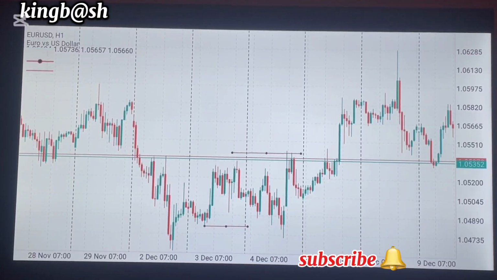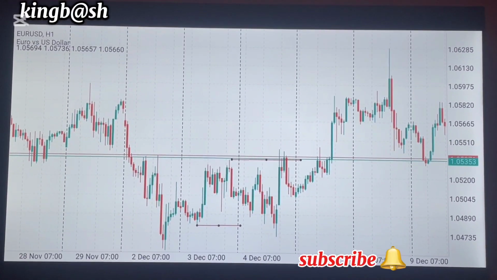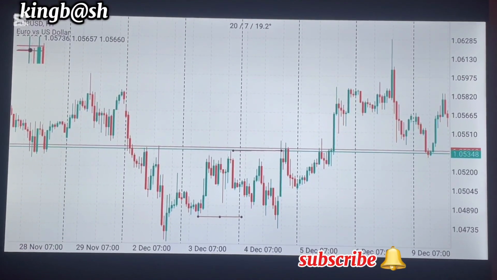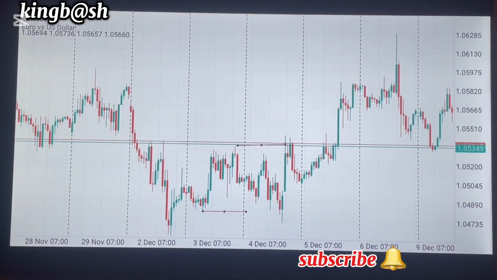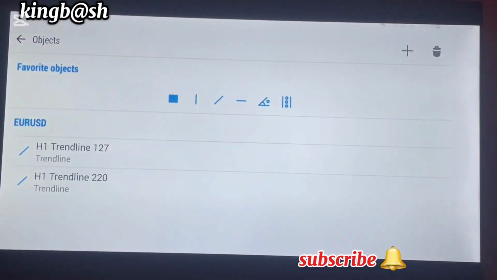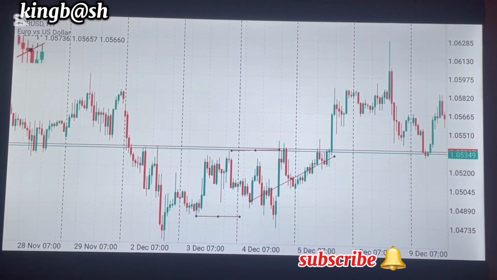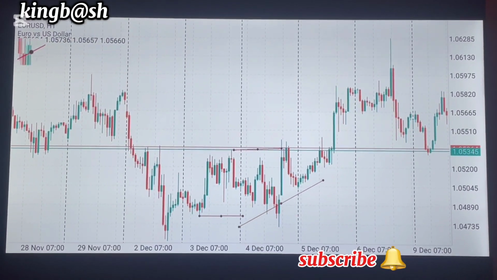Here, you see, this is the highest point price has reached that day. So you can see what happened here. Price came down here, came down here, and swept all the liquidities here.